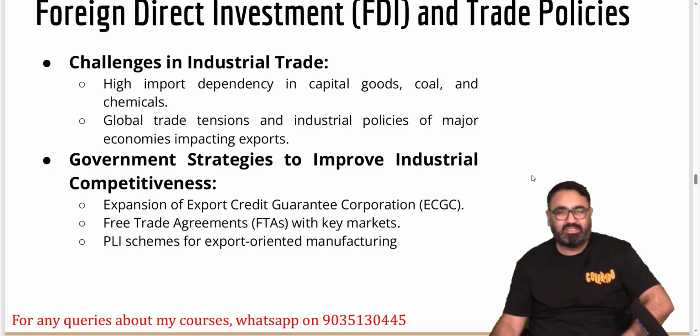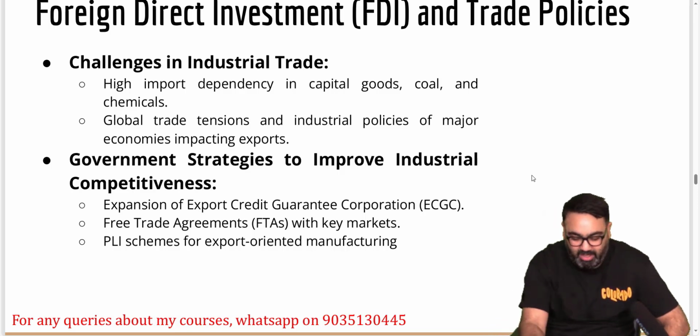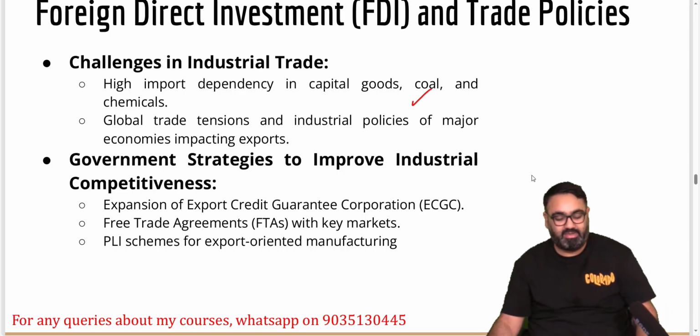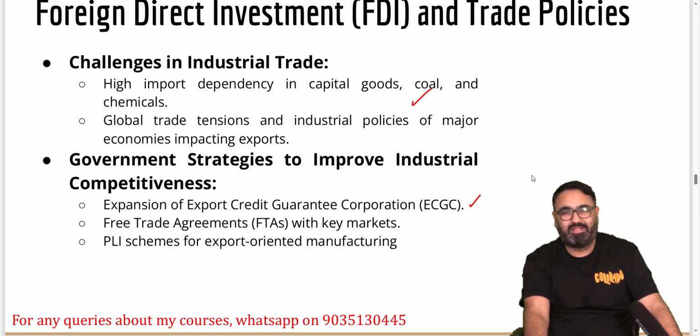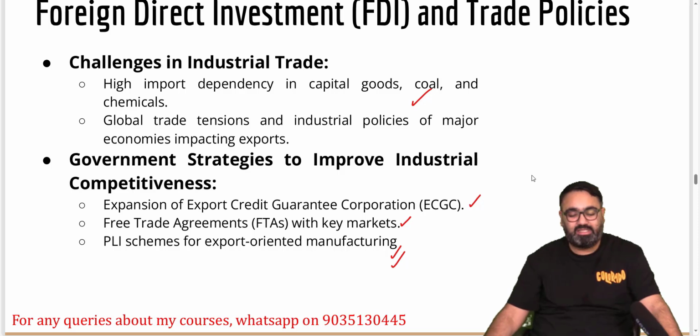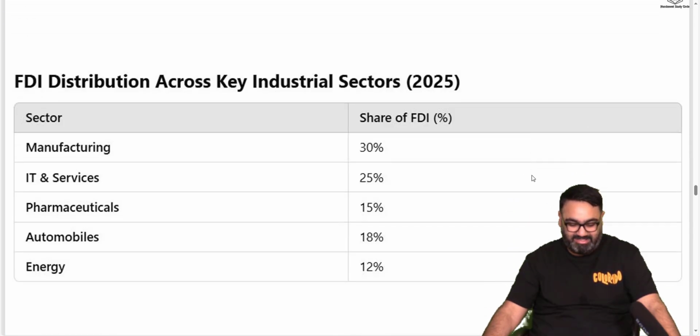Although there are certain challenges in industrial trade, we still are highly dependent on the import of many commodities in India. Coal, capital goods, chemicals are still imported in large numbers. The government is trying to improve our competitiveness. For example, the government is trying to expand the Export Credit Guarantee Corporation. The government has been signing multiple free trade agreements as well. PLI schemes have been expanded. All these are done with the intention to boost FDI coming into India. Capital coming into India will always have a positive impact on businesses.